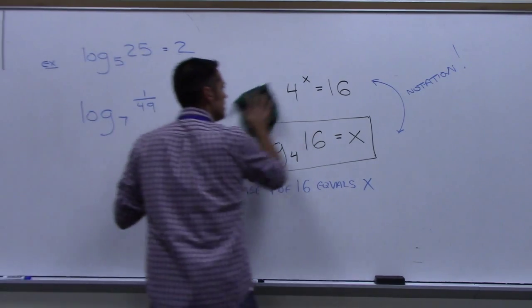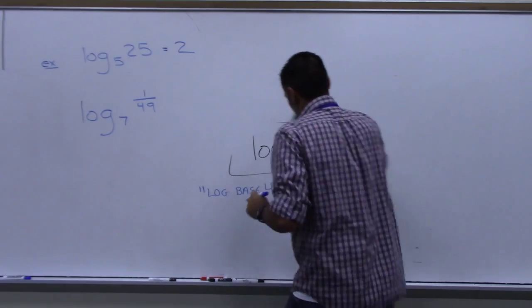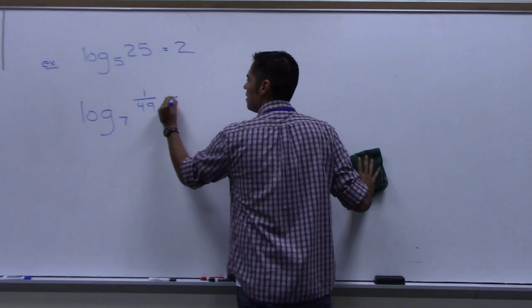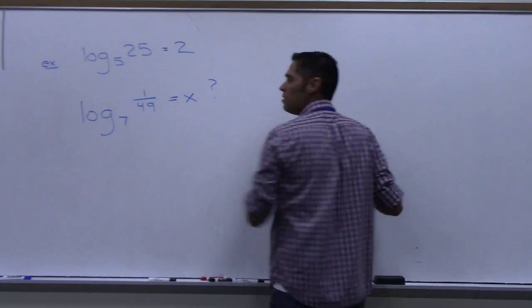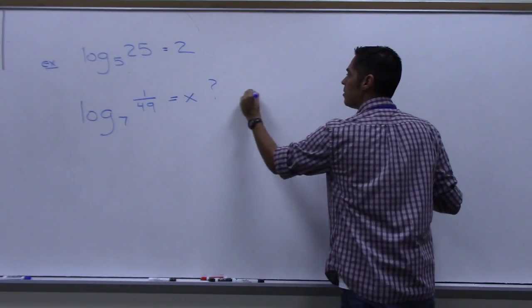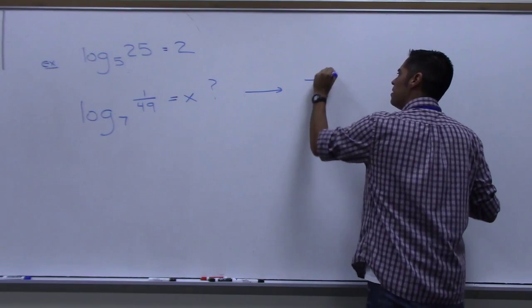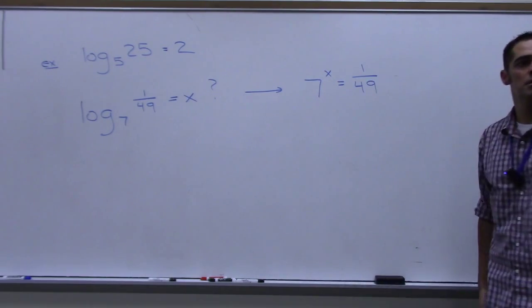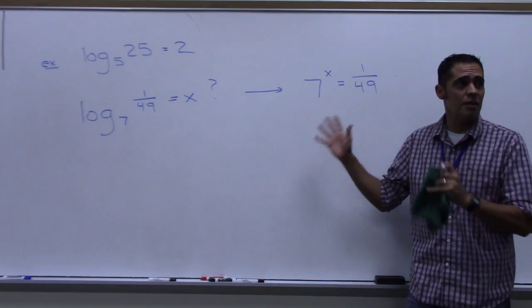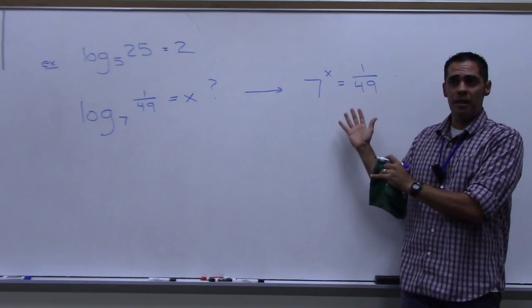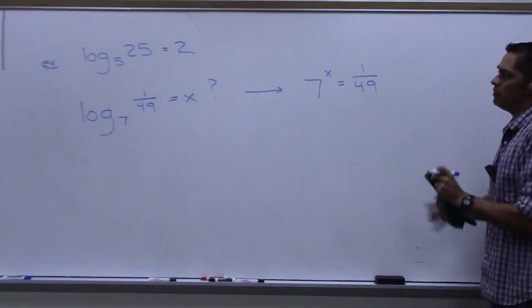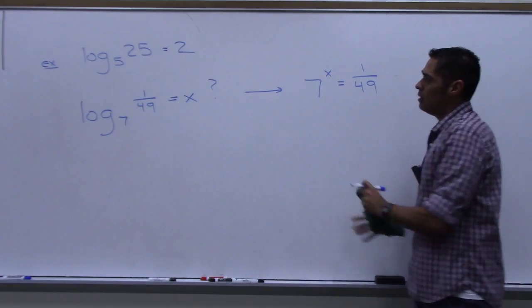So let me translate this to the equation, all right? This right here, let's say that this is equal to x, right? And we want to know what that is. Translating this means 7 to the x is 1 over 49, right? That's what that means. Does everyone see this is just another way of writing something we've already done? Very important that you see we can switch back and forth.